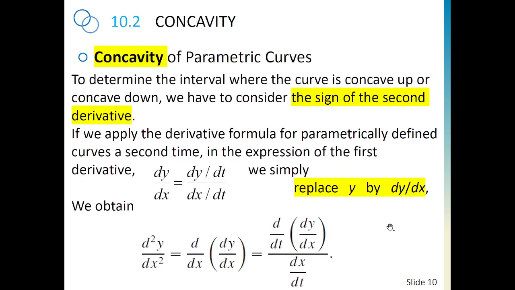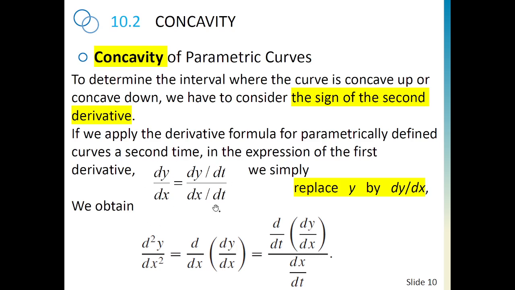Now, on top of having the slope of the tangent line, we can also find the concavity of the parametric curve. So we can find regions where the curve is concave down or concave up. For that we need to compute the second derivative and figure out the sign. Intervals where the sign is positive, we will have concavity up, and intervals where the sign is negative, we have the curve concave down. So basically we need to compute the second derivative. How do we do that?